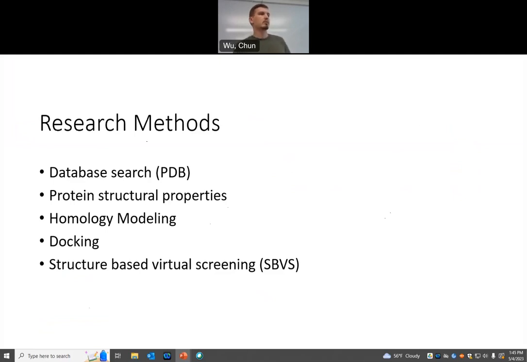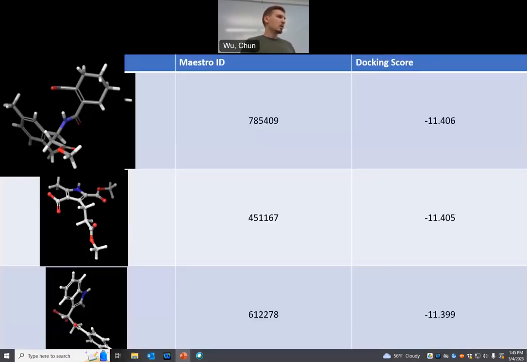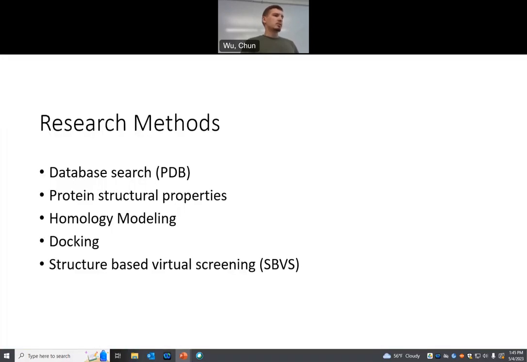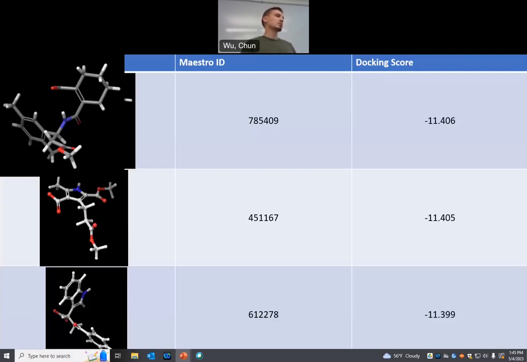So a little background on the research methods that we used in the dry lab. We did the database search mainly with Protein Data Bank and Protein Data Bank in Europe. We looked at the structural properties. We did homology modeling, which is basically making a 3D structure of it. We docked the ligand to the protein, and we also ran virtual screening using a list of FDA-approved drugs. So I won't go into detail on all these due to time constraints, but I think the most important was docking or the virtual screening.